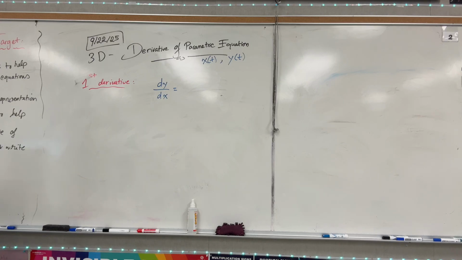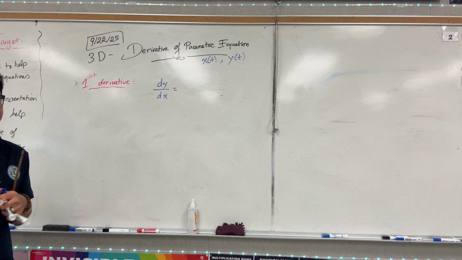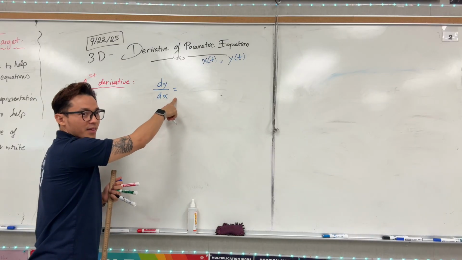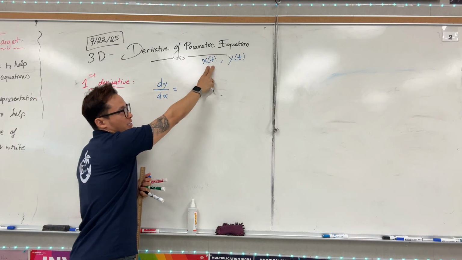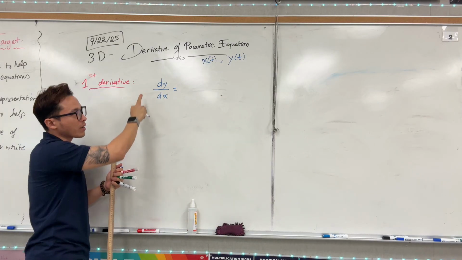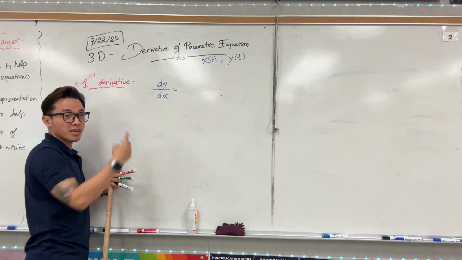What rule are you going to use? It's like when you change the variable. It's the chain rule. You know that x is a function of t and y is a function of t. x and y are not directly related, but you want to find dy over dx. You're going to use the chain rule.